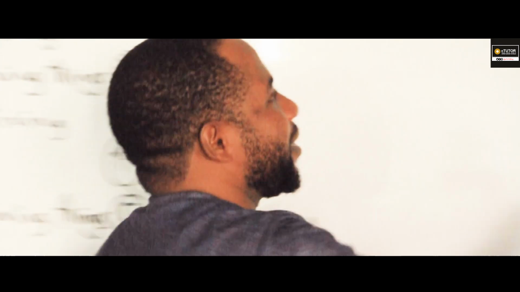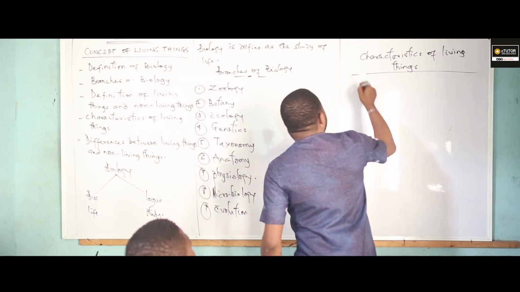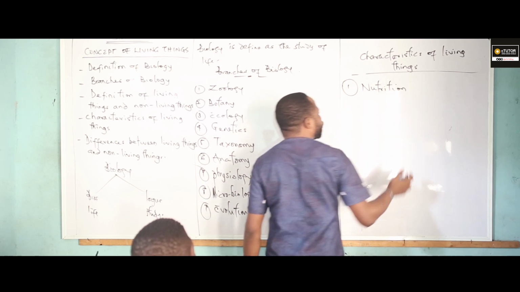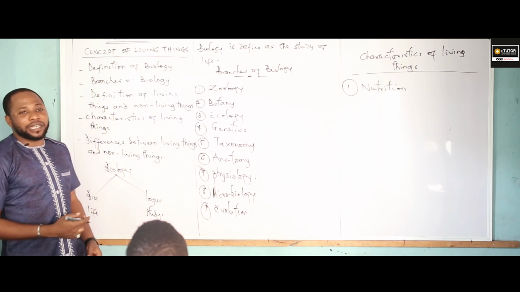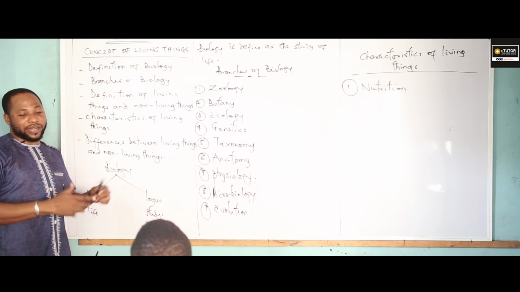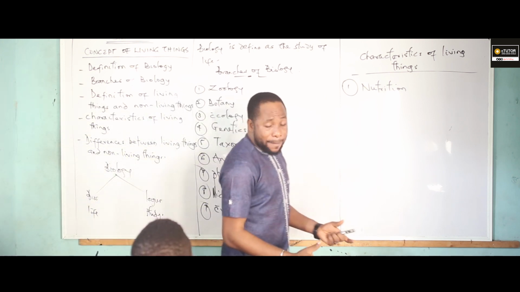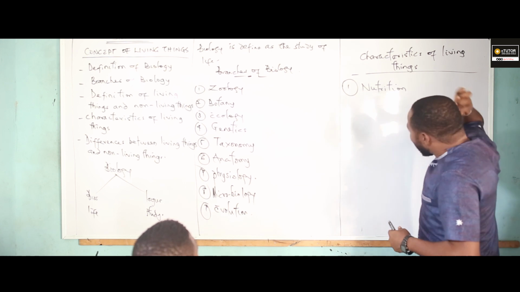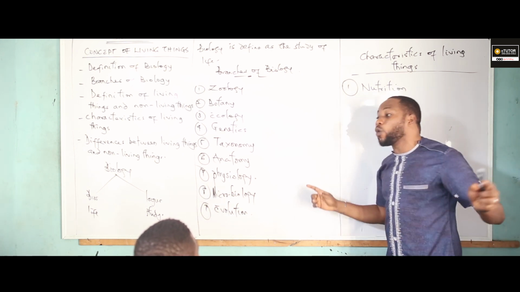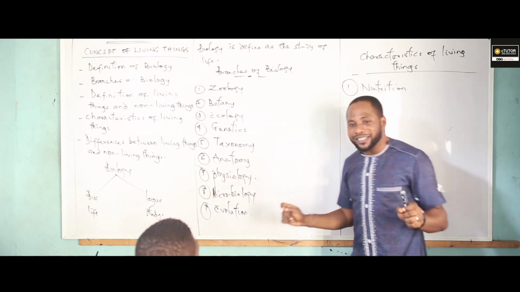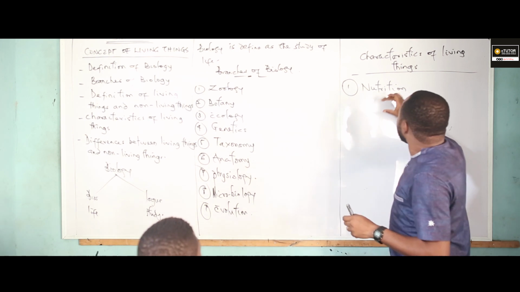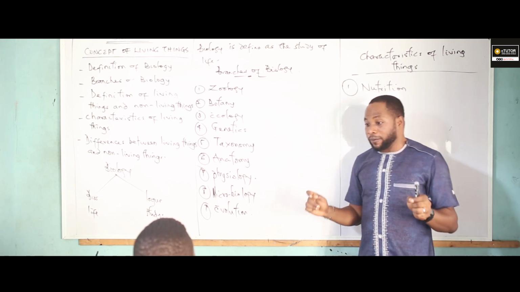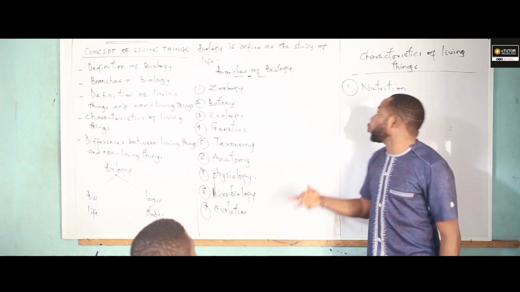What are those characteristics? Under characteristics of living things, the first one is nutrition. Now, what is nutrition? Nutrition is the ability of an organism to derive nutrient, or to feed. I always take nutrition as our first characteristic because it is the most important characteristic of living things. The reason is that all living things need food to survive, and the ability of that living thing to get the food is nutrition.